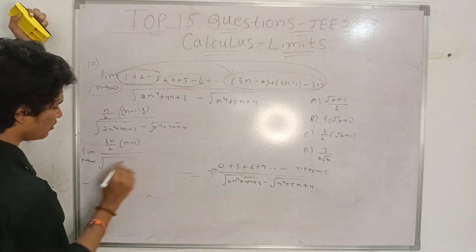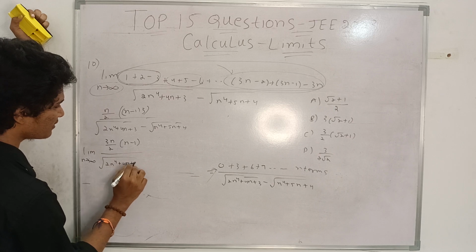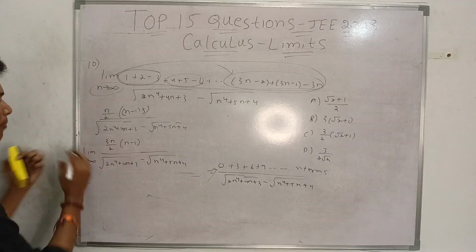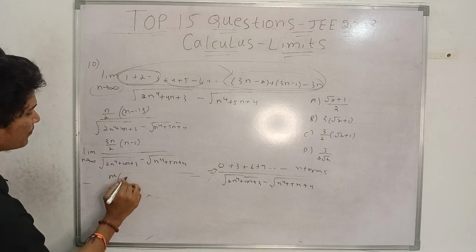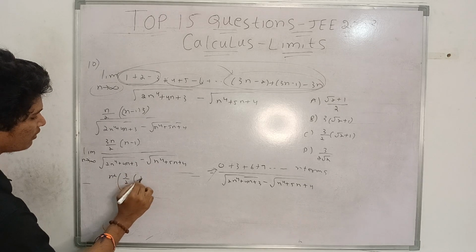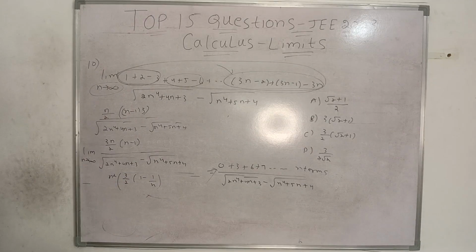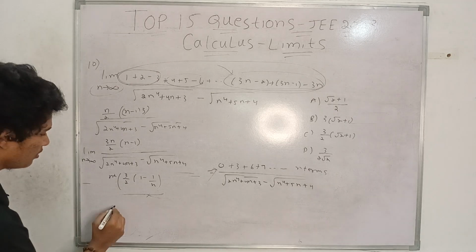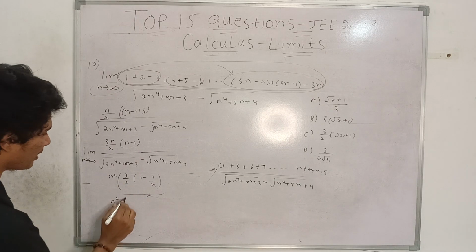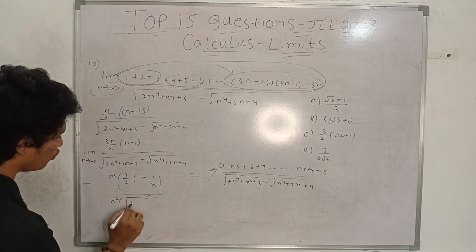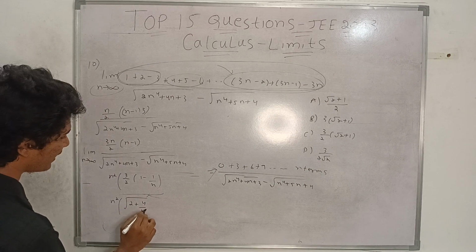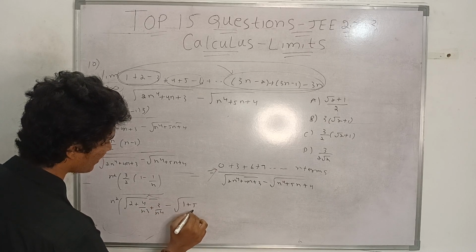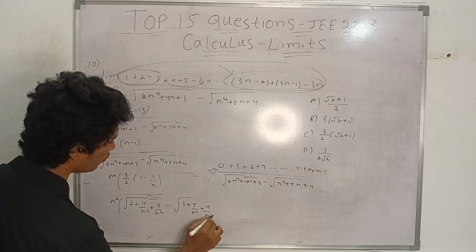Don't forget the limit. Root of 2n power 4 plus 4n plus 3 minus root of n power 4 plus 5n plus 4. Now I am taking common n square in the numerator. It will become 3 by 2 into 1 minus 1 by n. Like this it will become. Is it true? Yes. And in the denominator I am taking n power 4 common. So by taking the root, it will become root of 2 plus 4 by n cube plus 3 by n power 4 minus root of 1 plus 5 by n cube plus 4 by n power 4.